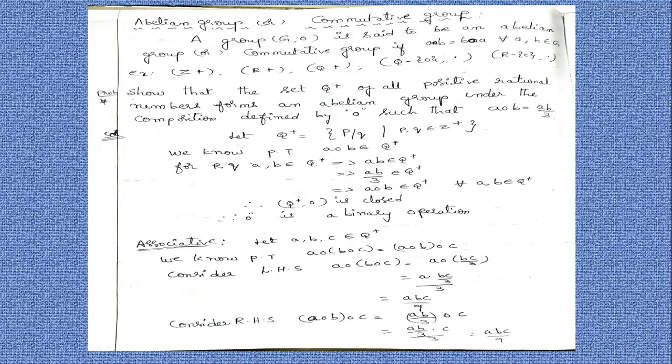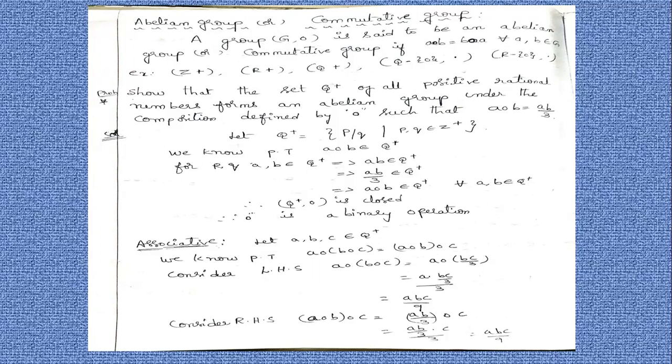Are you understood? A group is said to be an abelian group if the group additionally satisfies the commutative law or abelian law. Okay, that means a group satisfies a ∘ b equals b ∘ a for all a, b belongs to G. Okay, students.